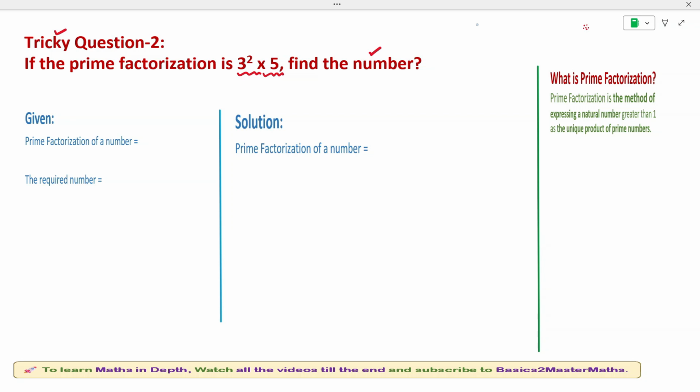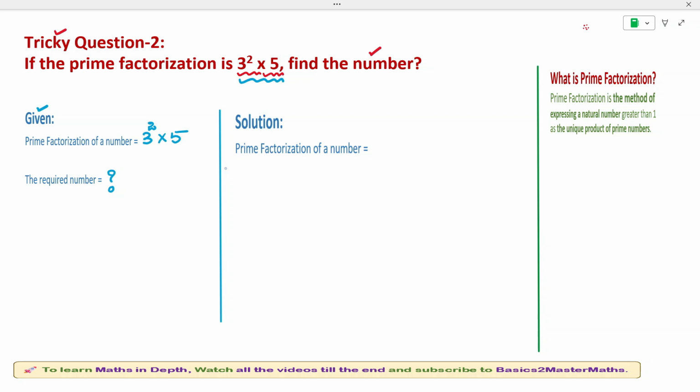First, let us write what is given in the problem. In the problem, the prime factorization of a number is given. That is 3 to the power 2 multiplied by 5. And you are asked to find the required number.